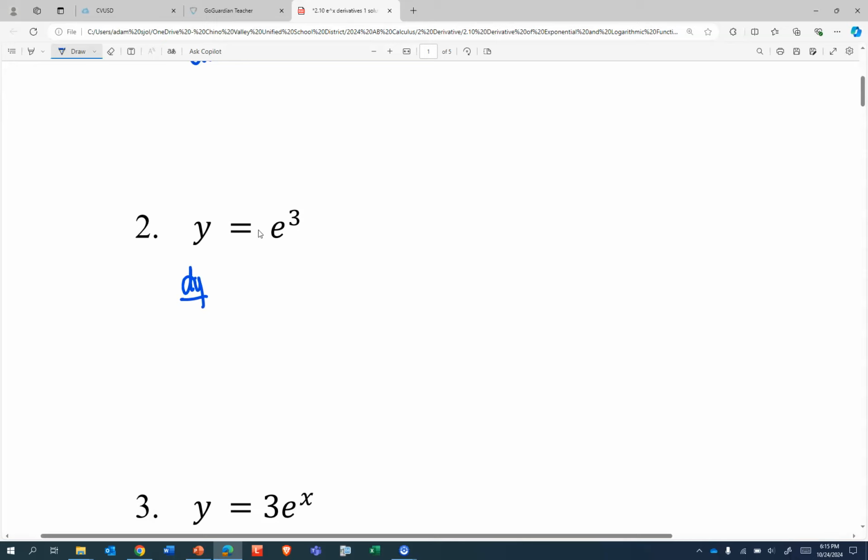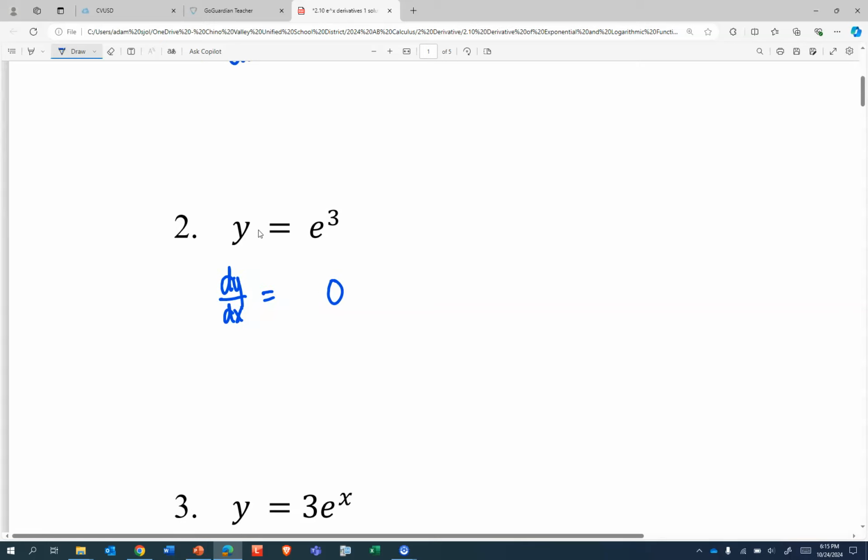All right, so e cubed, you might be thinking the derivative of e cubed is e cubed times the derivative of 3, which is 0, but hopefully by the end of this assignment, you'll start to realize e cubed is a constant, so we might as well just do the derivative of a constant as 0.